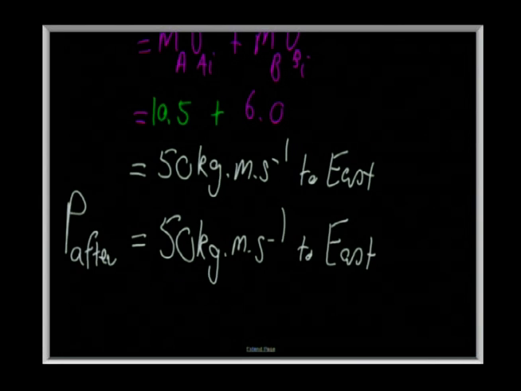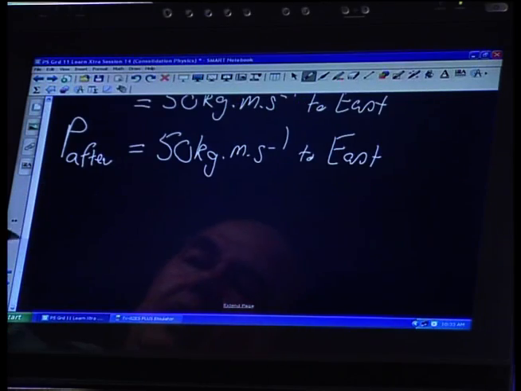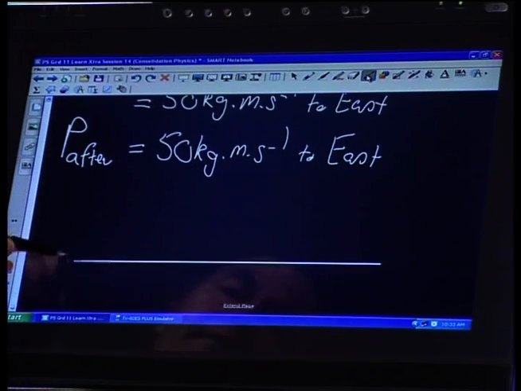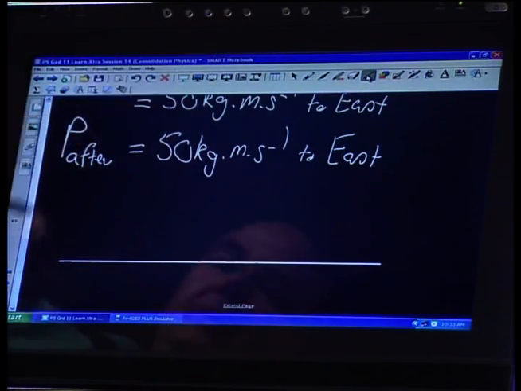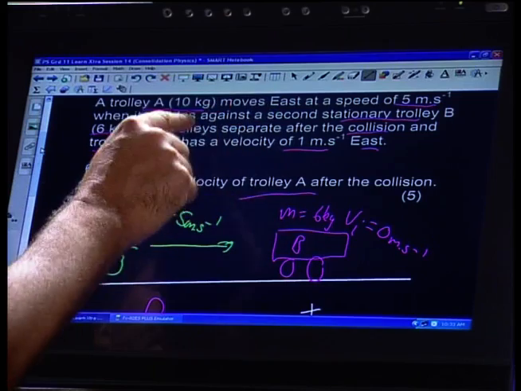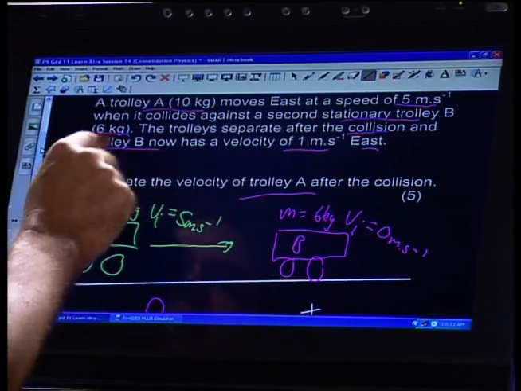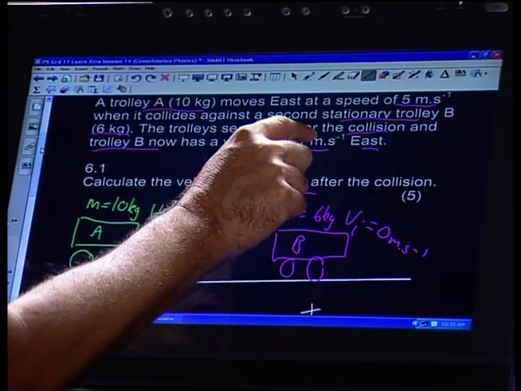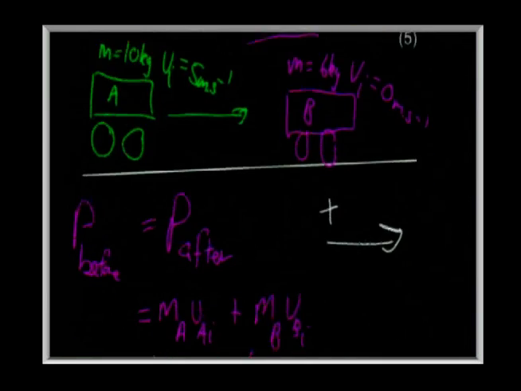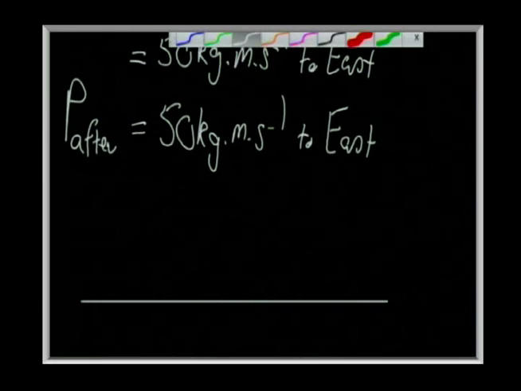Now, having done that, I want to sketch the scenario after. What does the after picture look like? Well, let's get a diagram over here, put some ground in, and see what the question says. It says the trolleys separate after the collision, and trolley B now has a velocity of 1 meter per second to the east. Okay, so let's put the trolley B in.